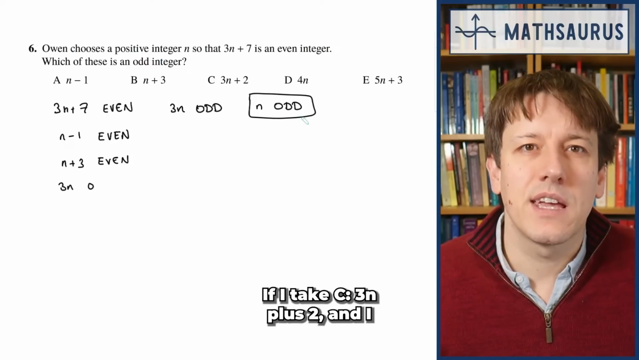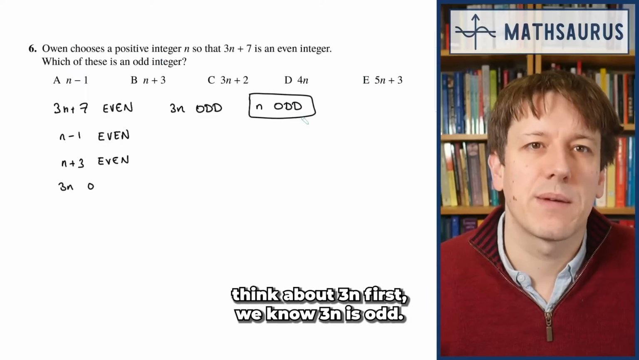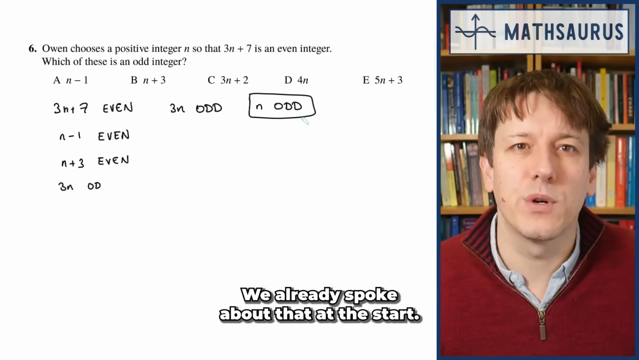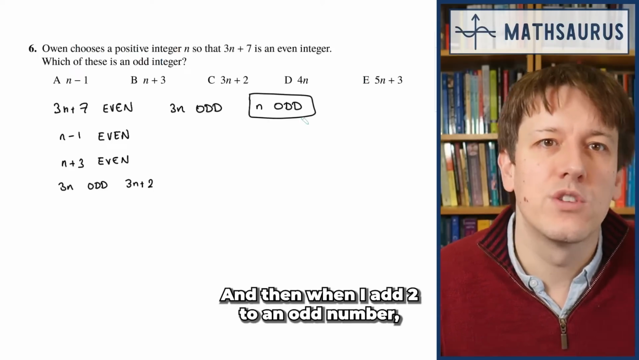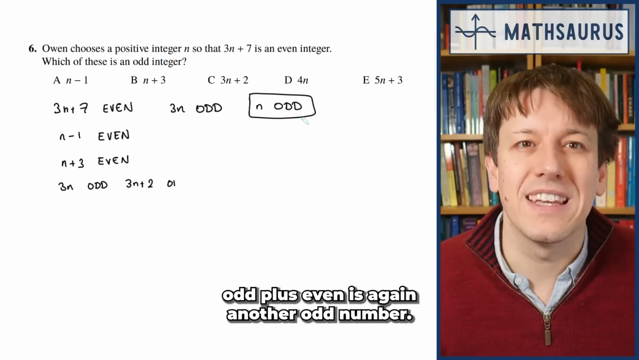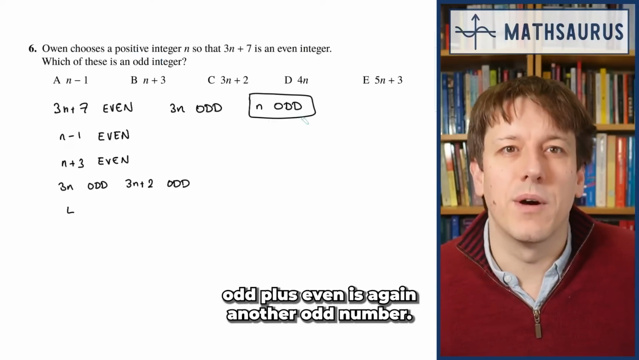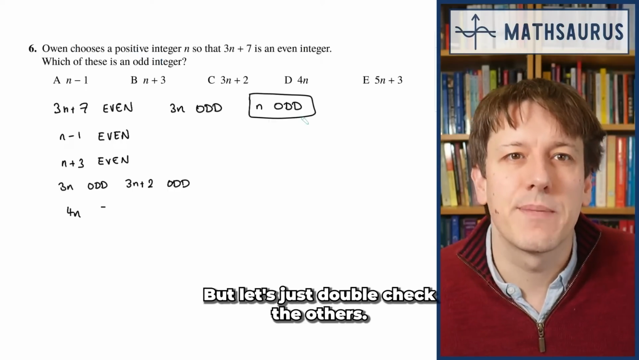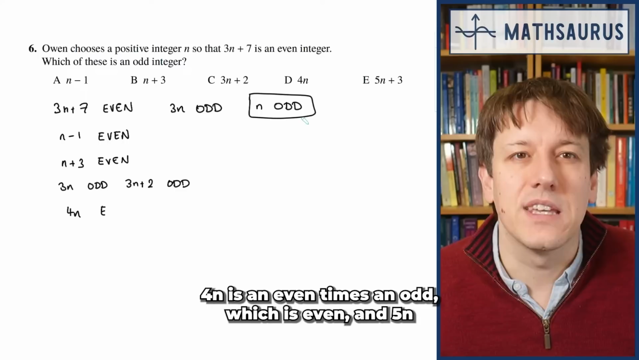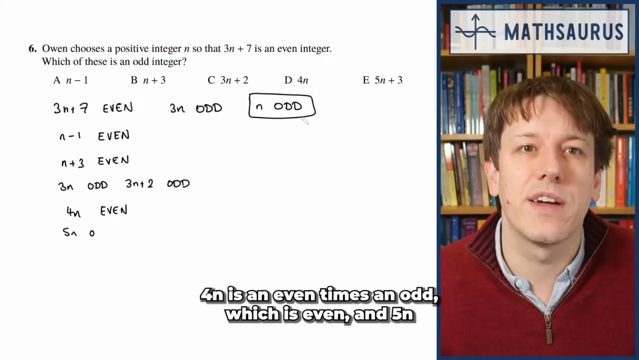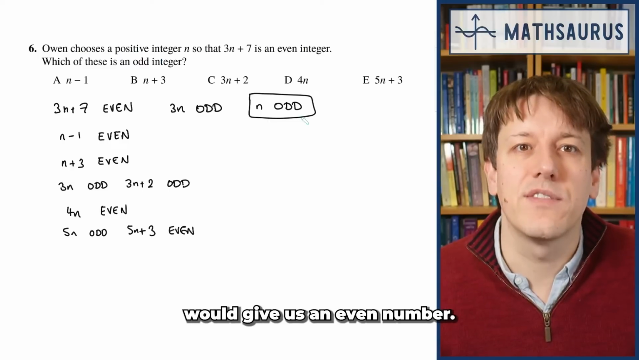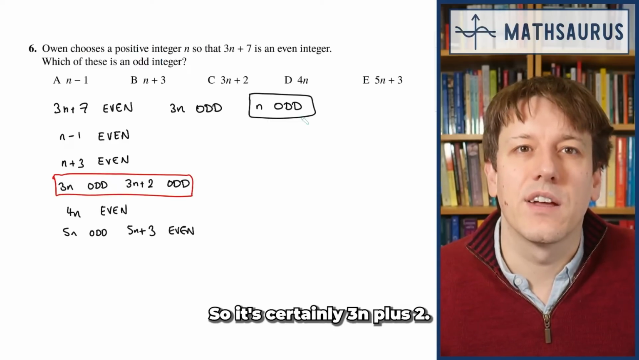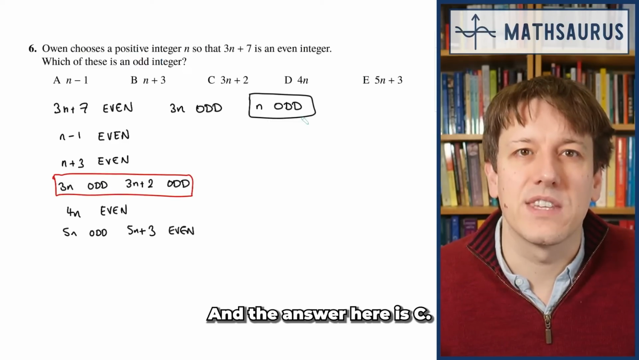If I take, for C, 3n plus 2, well, if I think about 3n first, we know 3n is odd, we already spoke about that at the start, and then when I add 2 to an odd number, odd plus even is, again, another odd number. So we can see that C looks like the right answer, but let's just double check the others. 4n is an even times an odd, which is even, and 5n would be an odd number. An odd plus an odd, 5n plus 3, would give us an even number, so it's certainly 3n plus 2, and the answer here is C.